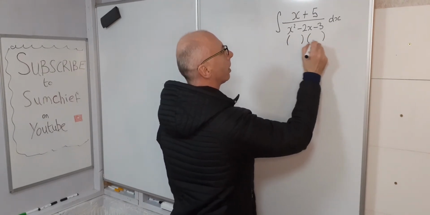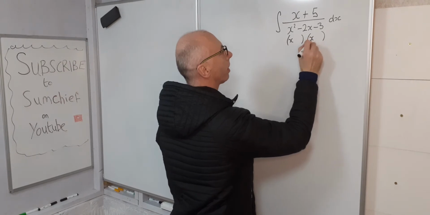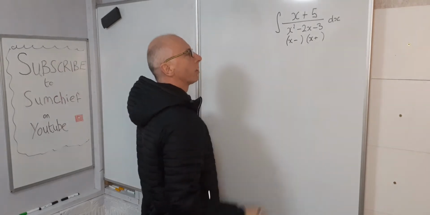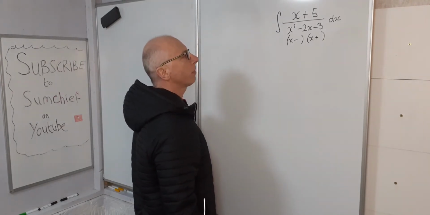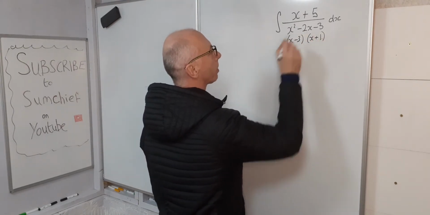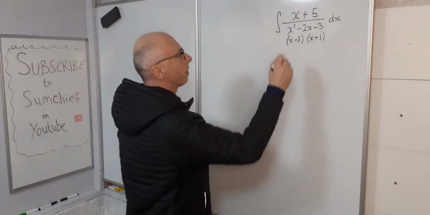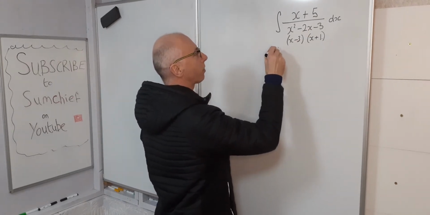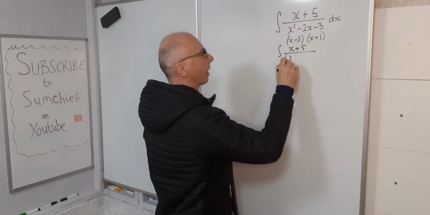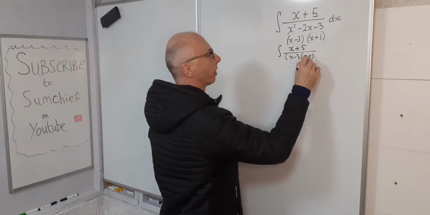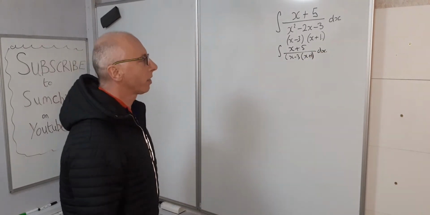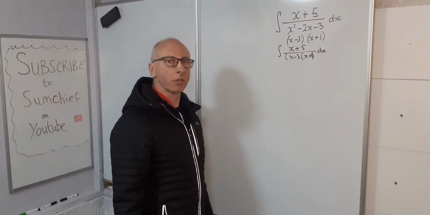So we've got x squared, we've got minus 3, so we need a plus and a minus. 3 is negative, and minus 3 plus 1 gives us minus 2. Okay, so we've factored this out, so now let's rewrite it and see what we end up with. x plus 5 over x minus 3, x plus 1, dx. Okay, that's great. So now we can start to do partial fractions.